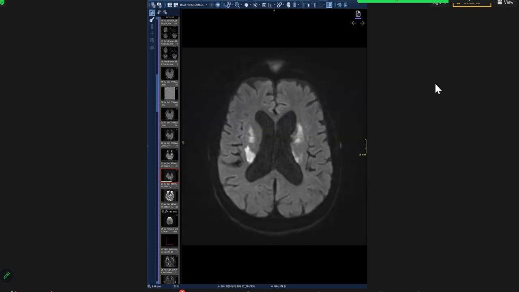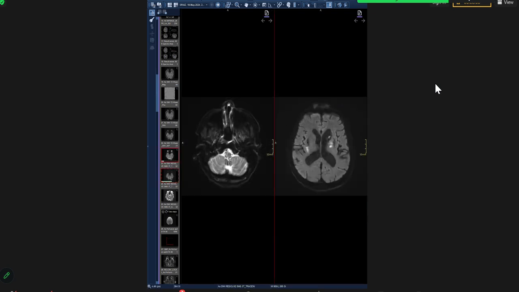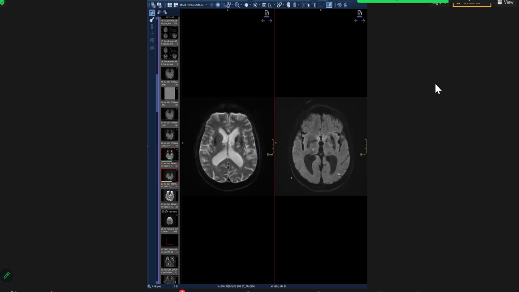In these images, I can appreciate that there are multiple multifocal areas of diffusion restriction, which are seen in the bilateral periventricular white matter, in the basal ganglia as well as in the right external capsule. They are showing the diffusion restriction in the corona radiata as well. Diffusion restriction is noted in the external and the internal capsule as well.